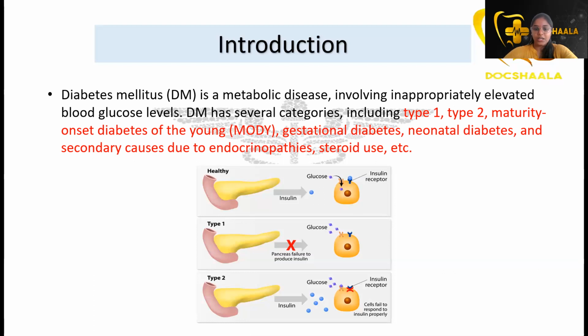In this picture, you can see the difference between type 1 and type 2 diabetes. This is a healthy pancreas. The healthy pancreas produces insulin, which helps in providing the insulin receptor, which helps in binding of glucose to the insulin receptor in the cell. And this is the mechanism. When there is pancreatic failure to produce insulin, it leads to type 1 diabetes, as the glucose does not bind to the insulin receptor. In type 2, there is insulin production, but the cells fail to respond to insulin properly, that is, there is a decrease in insulin receptors.